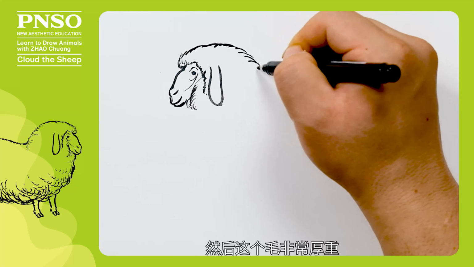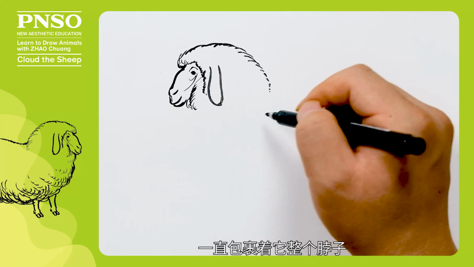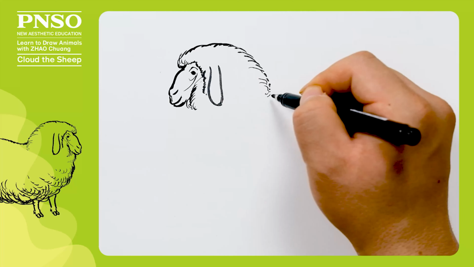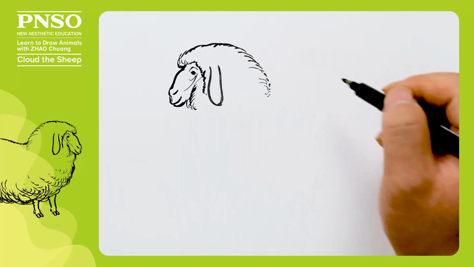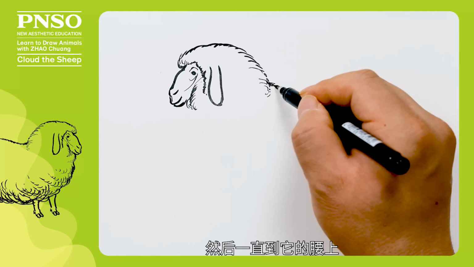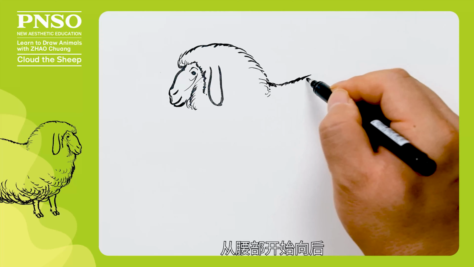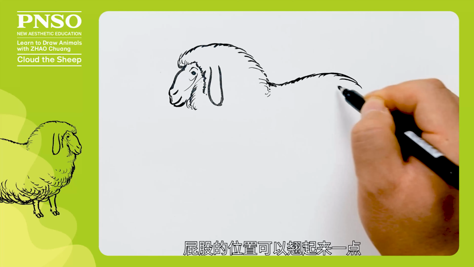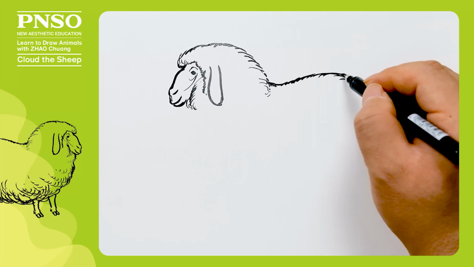The wool is very thick and covers its entire neck. Extending all the way to its loin. Extending backward from the loin, we can draw the rump raised a little.